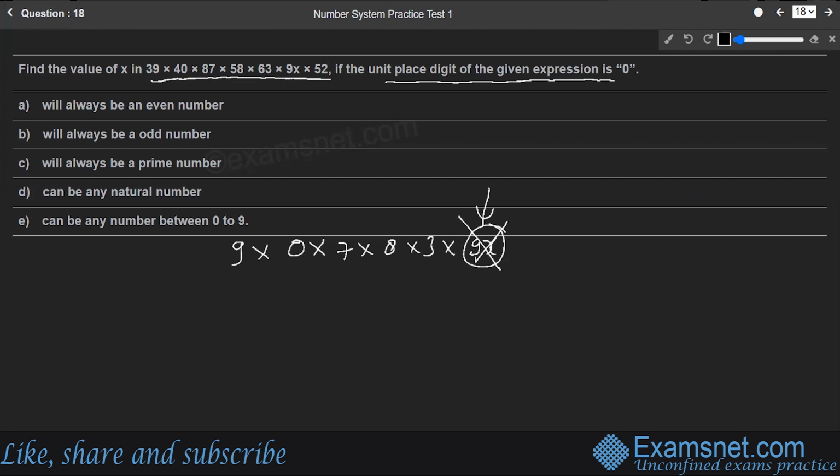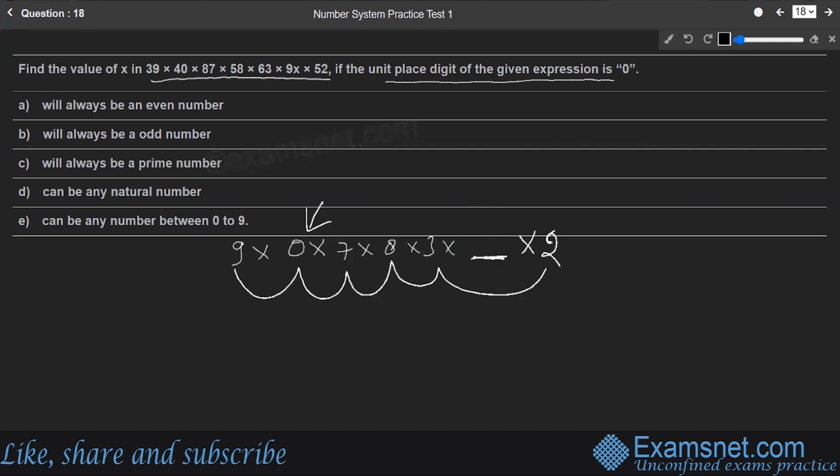We are supposed to find out the x, so let us not take this particular thing. We'll rather put a cap for this, because we don't know x, and the last number is 52, so the unit digit is 2. If you multiply these numbers together, there is a 0 available. So whatever is here, ultimately the unit digit of the whole expression is going to be 0.